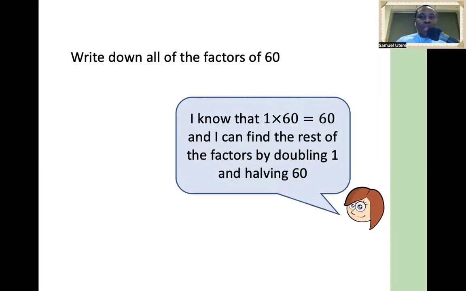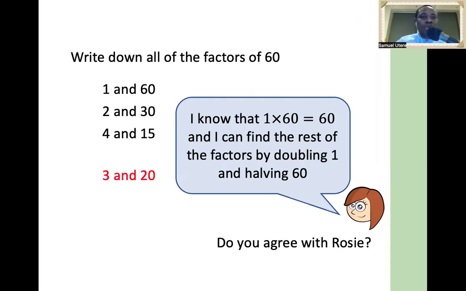Here, Rosie says that she can find all the factors of 60 by doubling 1 and halving 60. Well, do you agree? Have a think. Well, if you think about it, if we keep doing what she has said, we're going to miss these factors. Have you noticed? Yes, she's going to miss those factors because she's not exactly right. There are other factors of 60 that we can get without doubling the 1 and halving the 60.